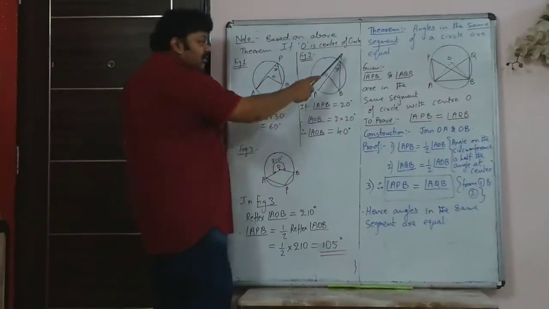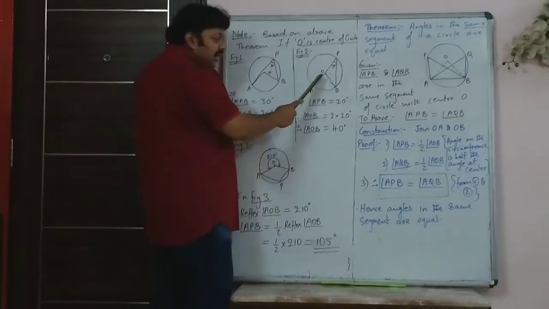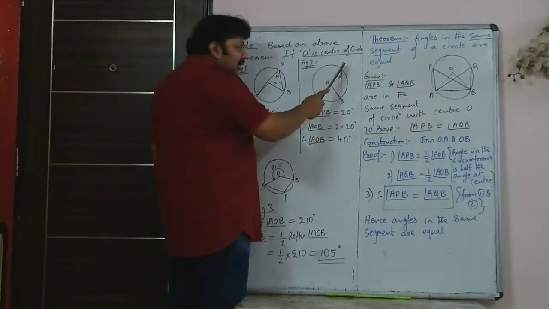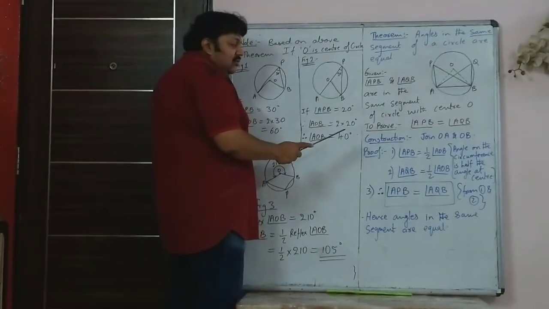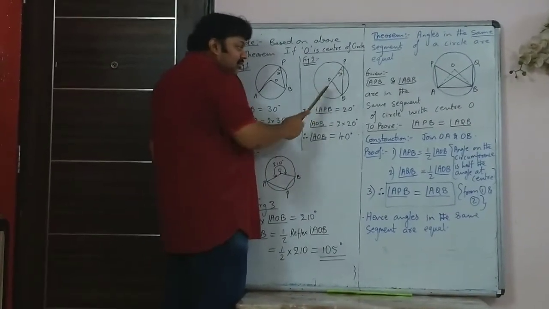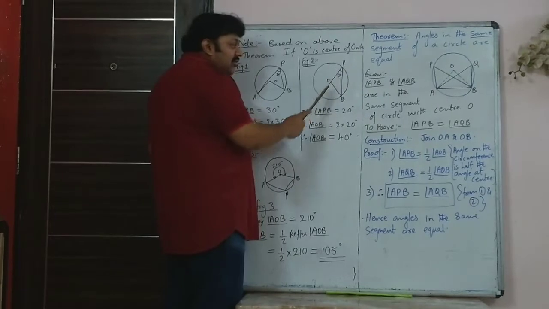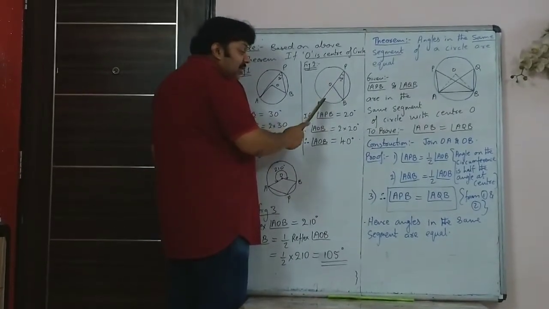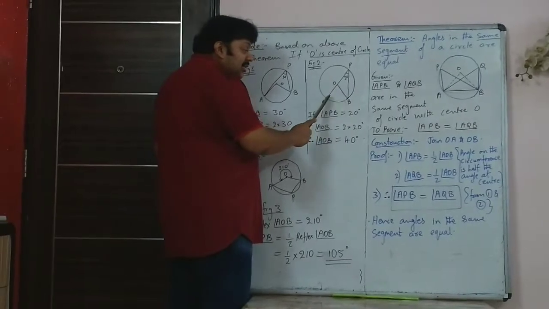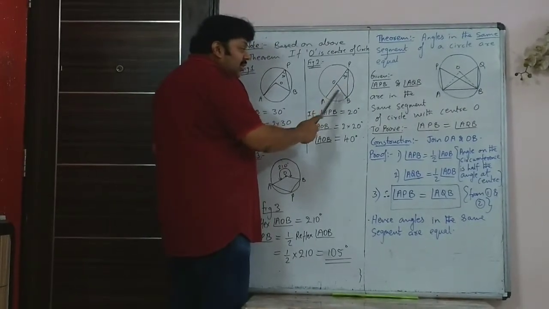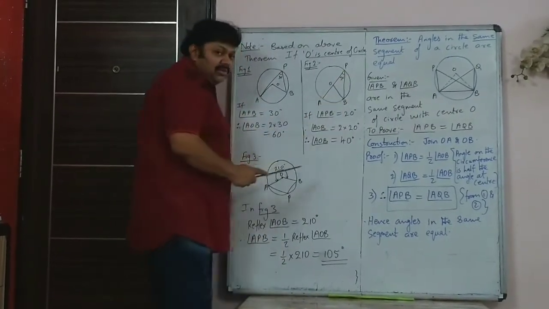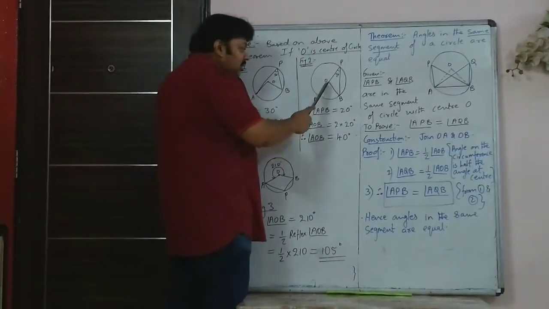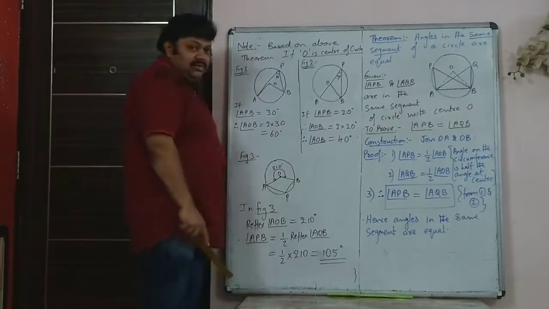Same way here it is one line itself, but AOB is still the angle at the center and APB is the angle on the circumference. Since AOP is one straight line, it's the diameter. Therefore, you will have the same endpoints A and B. So AOB will be double of APB. So AOB will be 40 degrees.